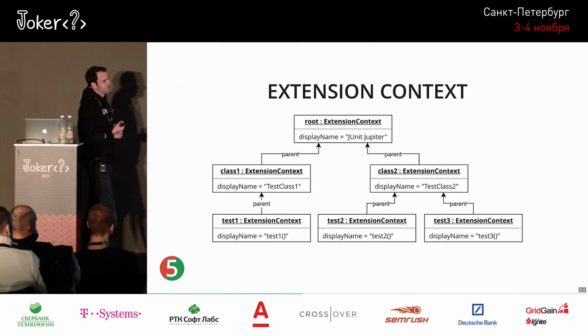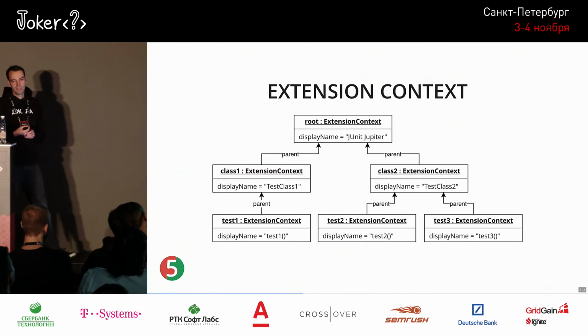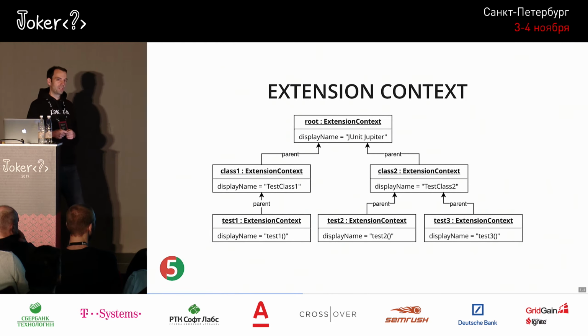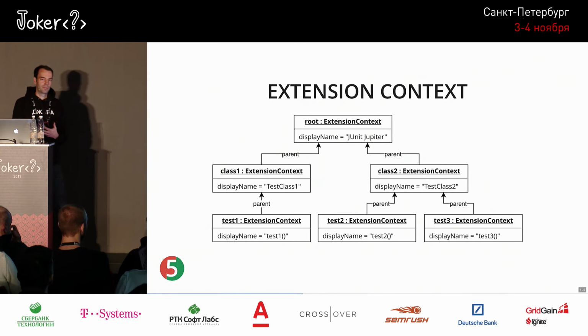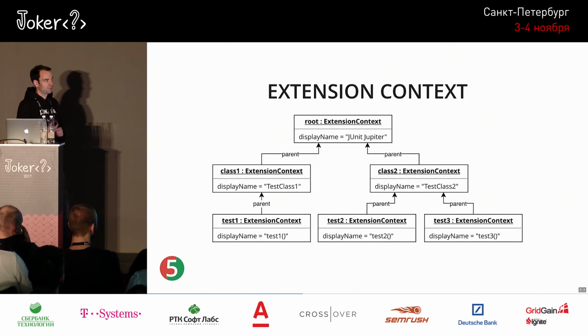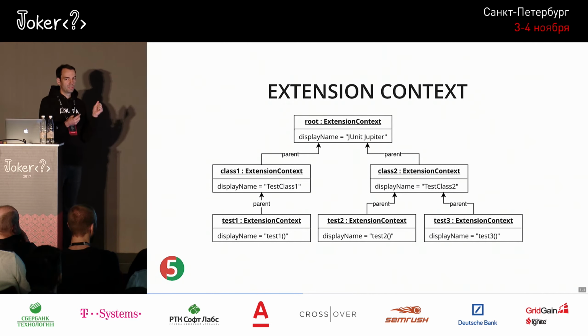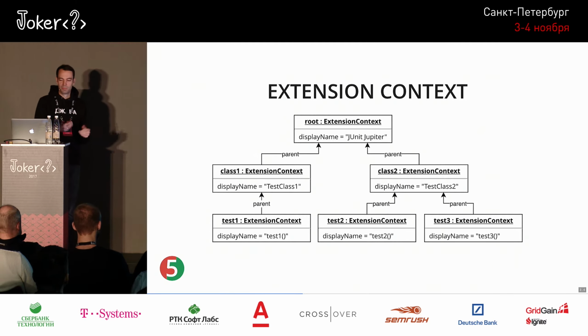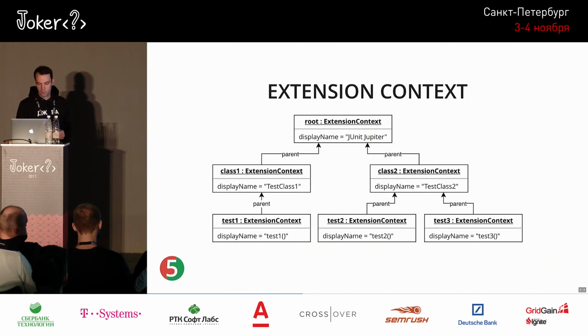But actually, it's a tree. So each extension context can get access to its parent, which is sometimes also useful. So if you're in a test method, like, I don't know, test2 here, you can actually get the parent and look at the parent. Is that this test class or that test class? So that's sometimes useful. And there's even a root extension context, which is not a test class or a test method. It's just a JUnit Jupiter root node. So this test engine also has a root node, and you can use that to look at some information for it.